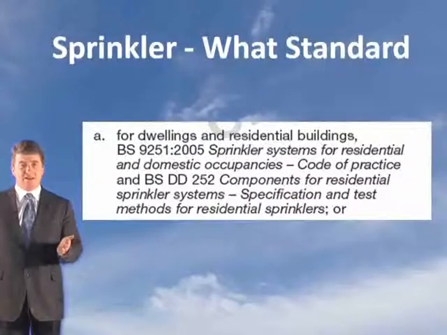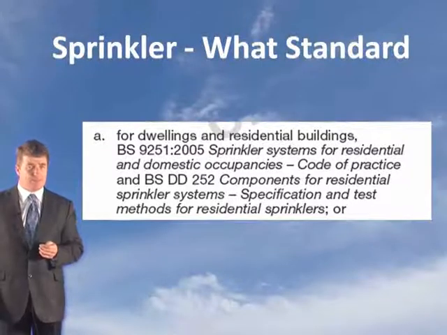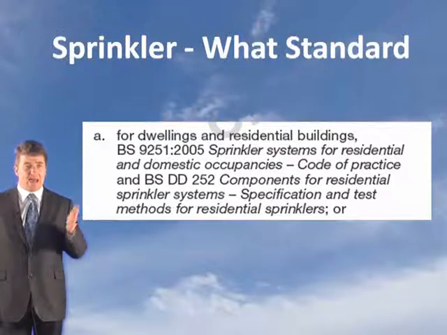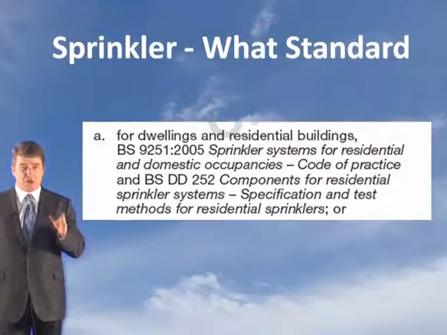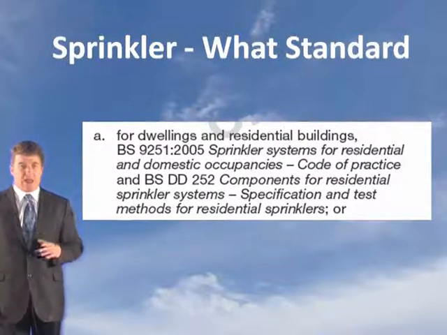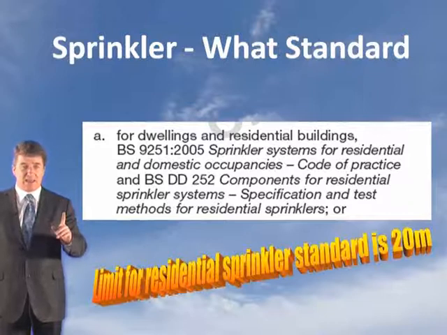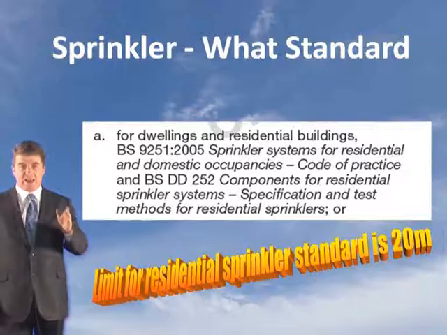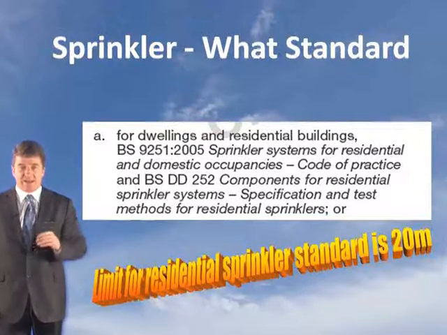Now, what standard is specified for residential sprinklers? Well, for dwellings and residential buildings, you use BS 9251, which is the sprinkler systems for residential and domestic occupancies, and this ties in with DD 252 for the components. Now, generally, the specification limit for residential buildings is 20 metres. That is general in the guidance in the DD.